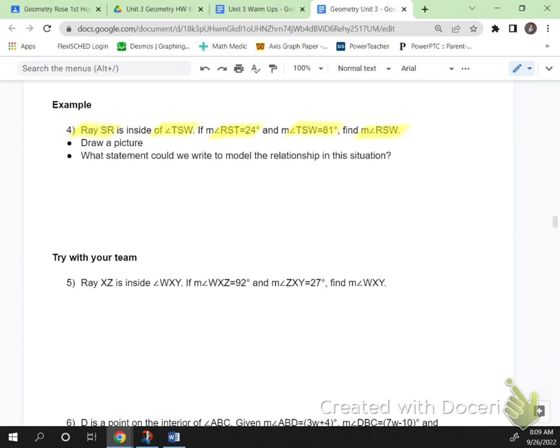All right. First, let's draw a picture. Let's start by drawing a picture. We've got the big angle TSW. So let's draw that first. TSW.